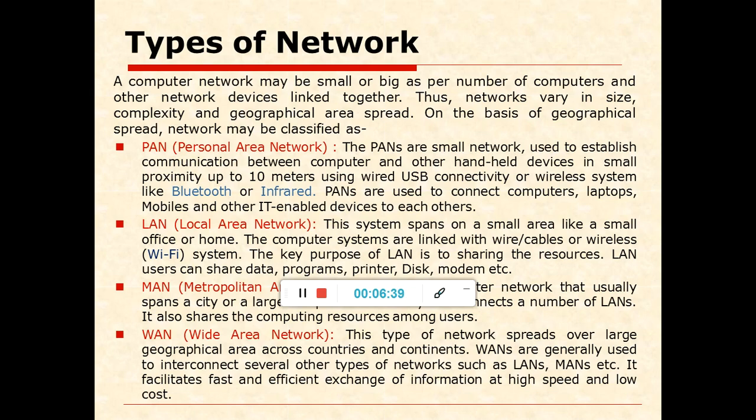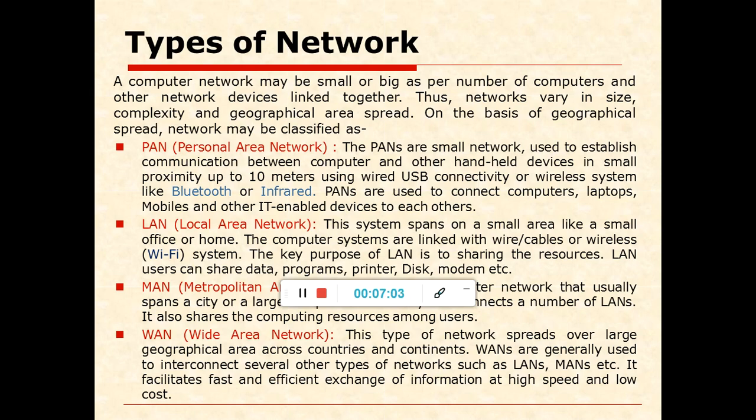Okay, so these are the types of network. What are they? PAN, LAN, MAN, WAN. PAN, personal area network. LAN, local area network. MAN, metropolitan area network. And the last one is WAN, wide area network. These types of networks may vary in size, complexity and geographical area spread.